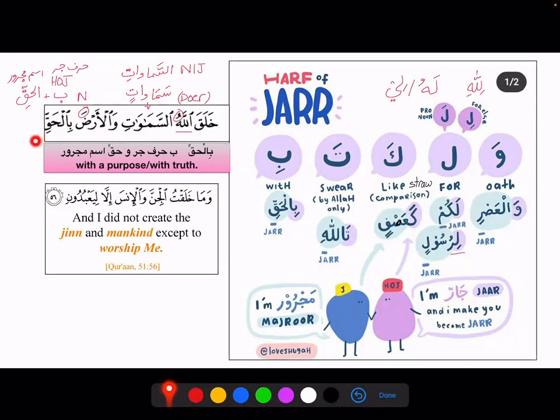And bil haqqi. Now ba, what is this ba? It is harfu jar. And al-haqqi is ism majrur over here. Ba is harfu jar, al-haqqi is ism majrur, meaning Allah subhanahu wa ta'ala has created the heaven and the earth with a purpose, with truth, right? So what a beautiful reminder for us in Quran Pak.